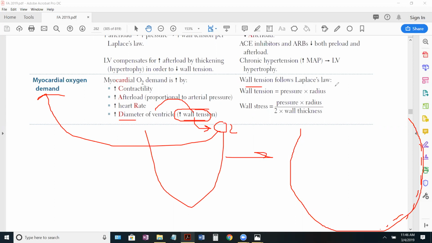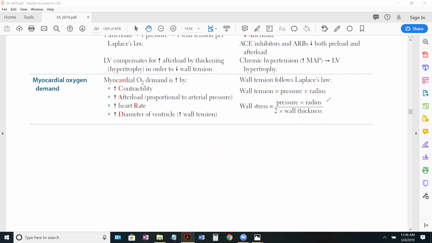So wall tension follows the Laplace law. Wall tension is directly proportional to how much pressure this wall of the ventricle is already experiencing, and the second thing is how much tension this wall of the heart already has. So one thing is the pressure from the fluid that is acting on the wall of the heart, and the second thing is the actual diameter of the heart that is also contributing to the tension on this wall. That is measured by the radius. So pressure in the ventricle and radius of the ventricle calculate the wall tension, and wall tension is directly proportional to the myocardial oxygen demand.